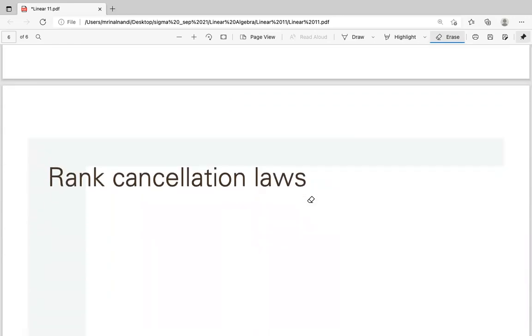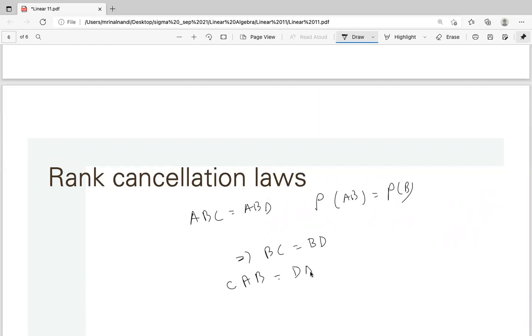And there is an important law called the rank cancellation law. The rank cancellation law is this: if ABC equals ABD and the rank of AB equals the rank of B, then BC equals BD. Similarly for the left side: if CAB equals DAB and the rank of AB equals the rank of A, then CA equals DA. These proofs are left as an exercise: this cancellation law, Sylvester's law, and the lower bound and upper bound.